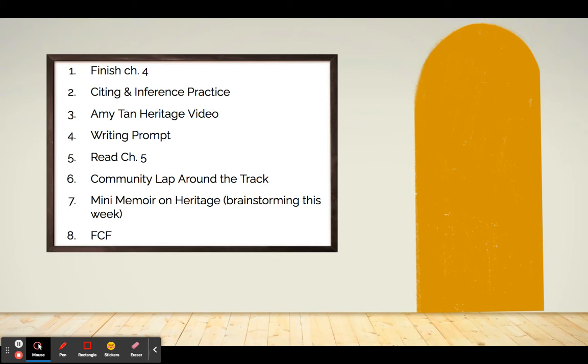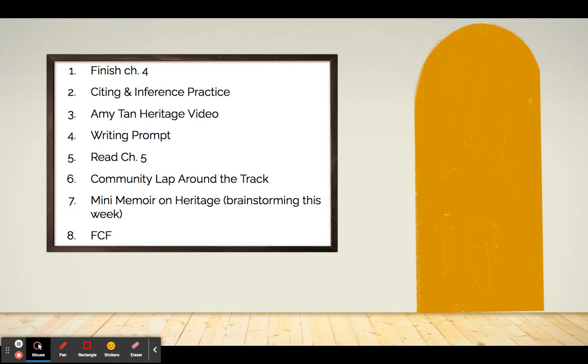I don't think any of my class periods were able to finish it last week, so we're going to finish chapter 4. We're going to have some practice with citing textual evidence in the book and then practicing with writing some inference. And then we will be looking at heritage as kind of like our theme for this week. We're going to be watching a video from Amy Tan and doing a really cool mini memoir on heritage assignment that will start this week, but we won't actually start working on it until next week.